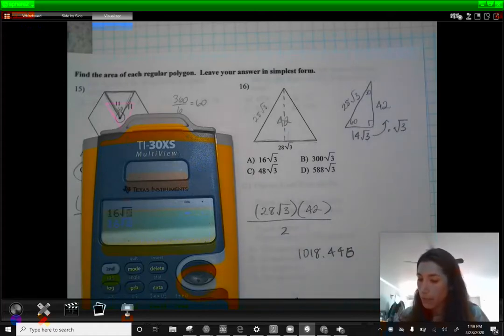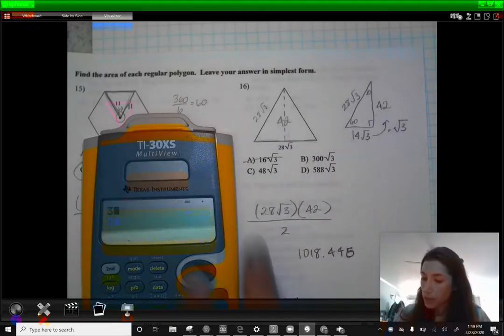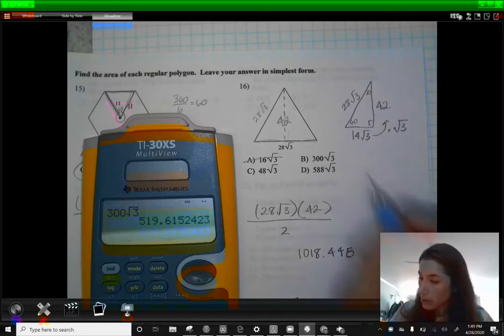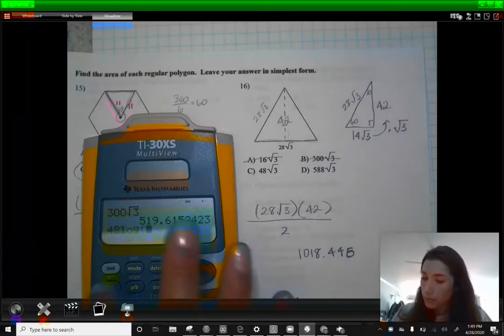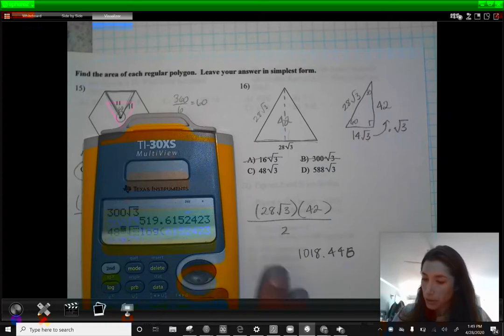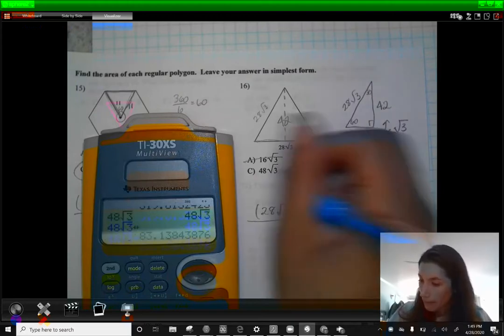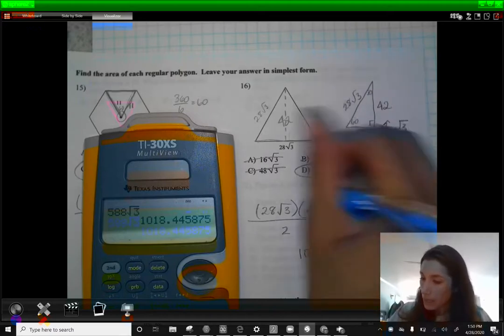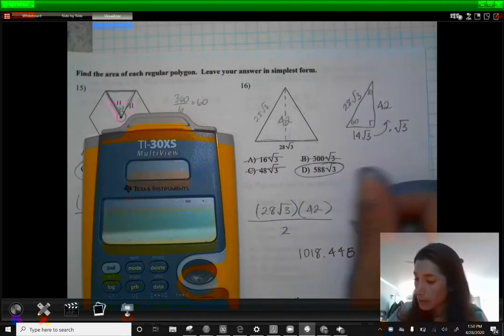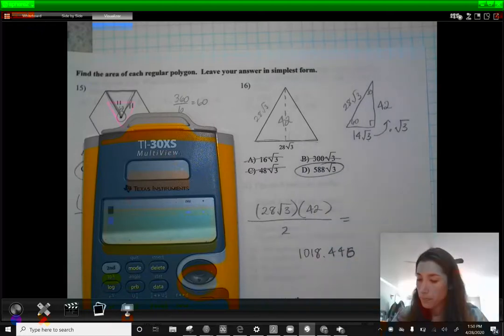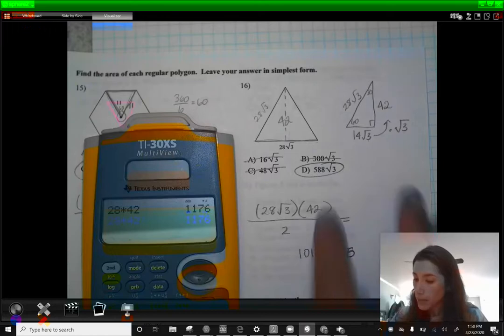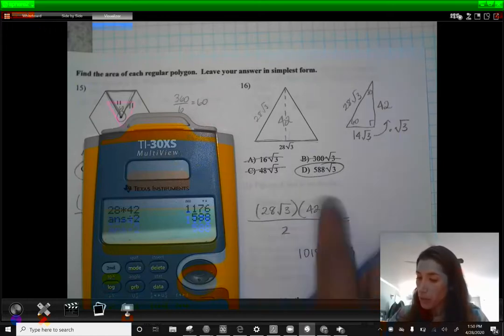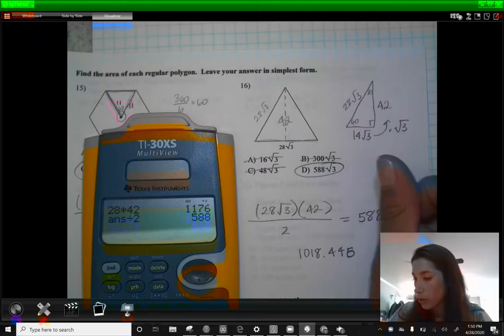16 square root 3 is not going to work. 300 square root 3, also not the same. 48 square root 3. All right, it's got to be this last one. Yep. What you could have also done is just multiply 28 and 42, divide that by 2. So now I've just multiplied the numbers out, and I'm left with 588 root 3. That also works.